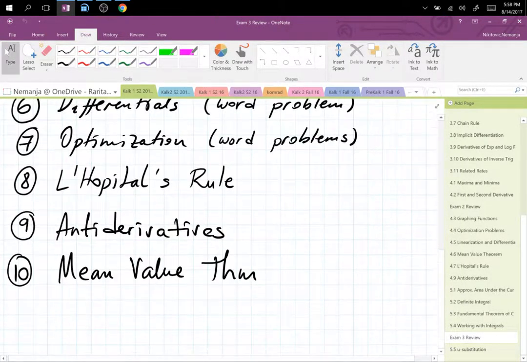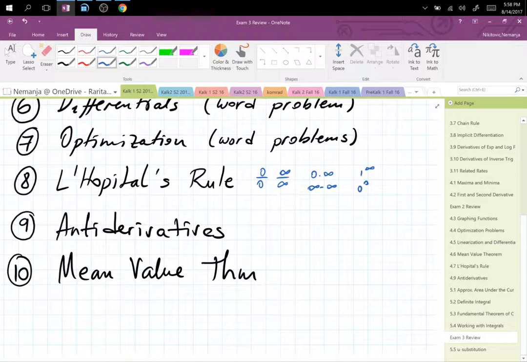We have optimization word problems where you set up two equations, plug one into another, take the derivative, and solve. So usually the issue there is modeling. L'Hopital's rule has a lot of different possibilities. So we know 0 over 0 and infinity over infinity are the main ones that you are looking at. But then we also have 0 times infinity, infinity minus infinity, 1 to infinity, 0 to 0, and so on. So you have those other types.